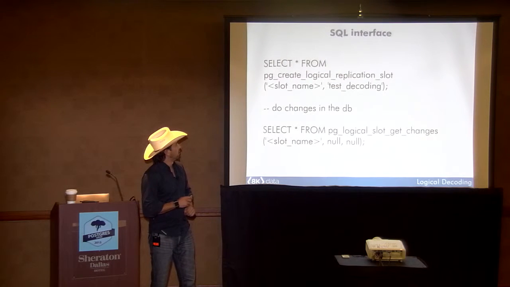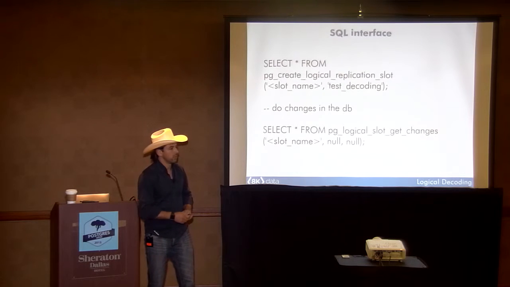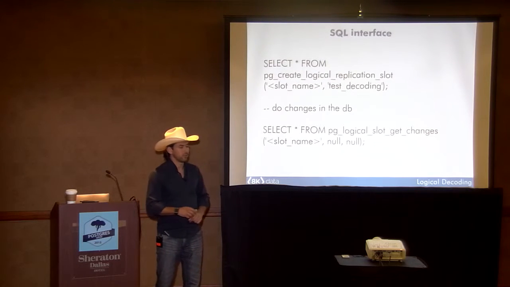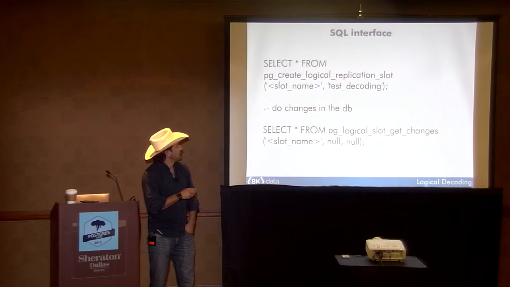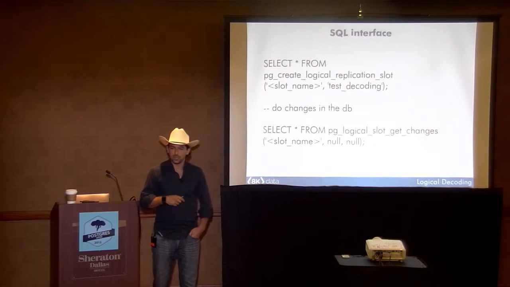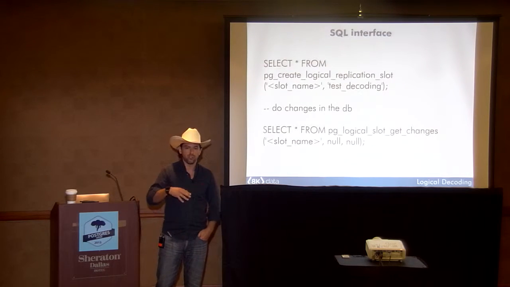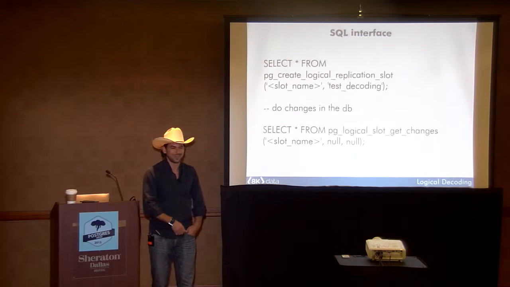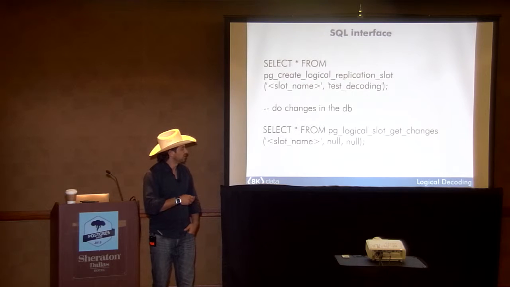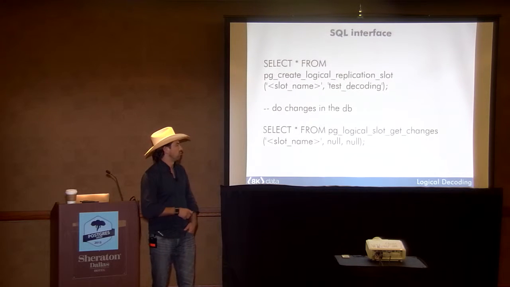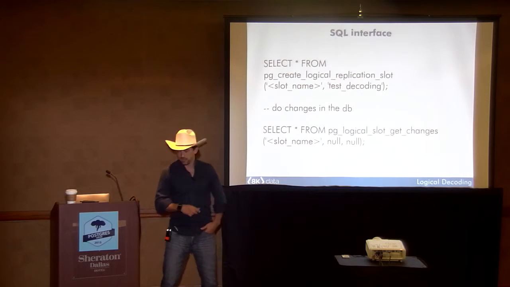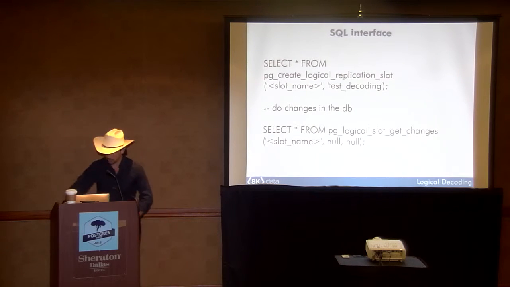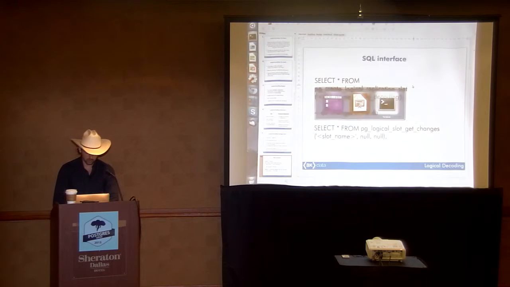This is a set returning function. It will return basically some fields regarding the slot. Sorry, a record returning function. And once we have created the slot, since that moment on, all the changes that happen to the database will be recorded, or will be, let's say, decoded at some later time. And we can get the changes with pg_logical_slot_get_changes. Let's try to quickly see this running, if it hopefully works.